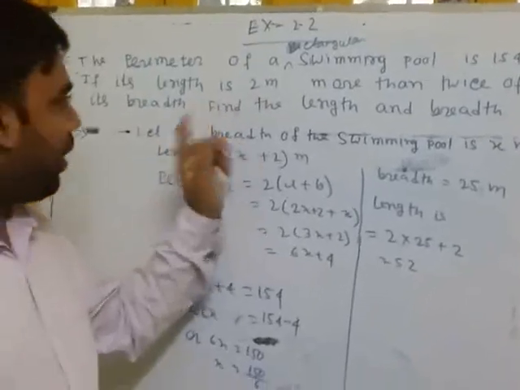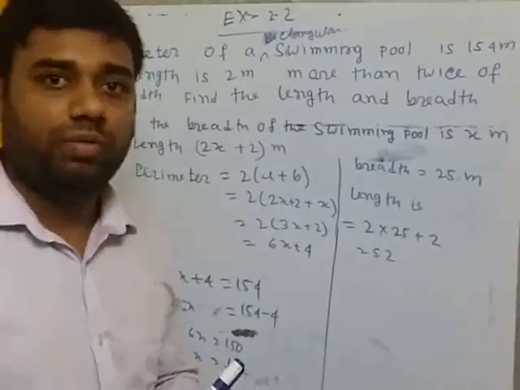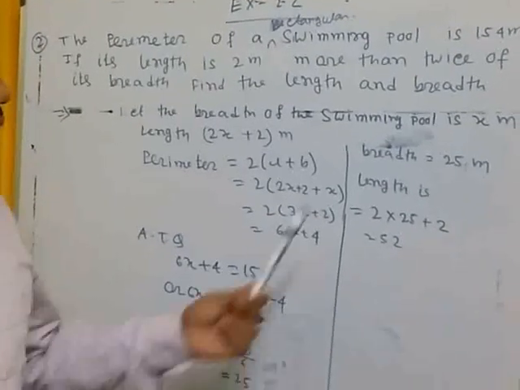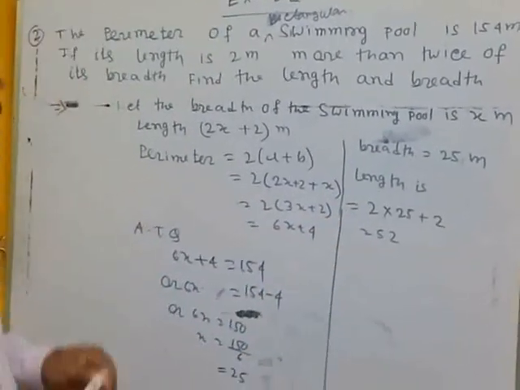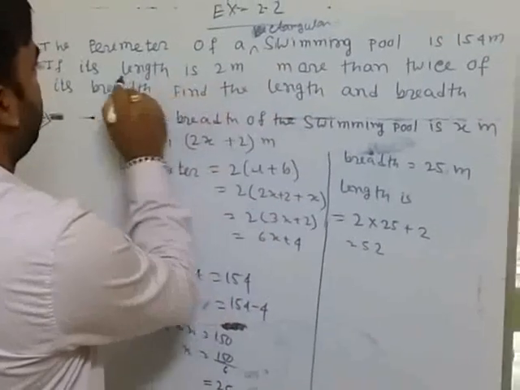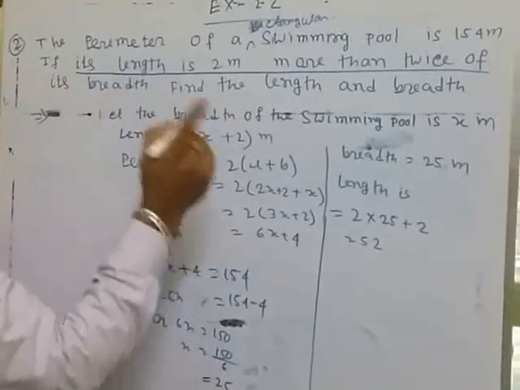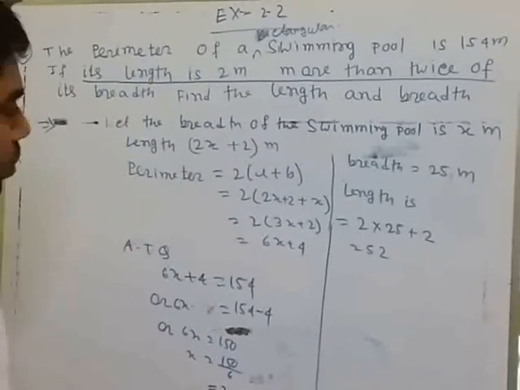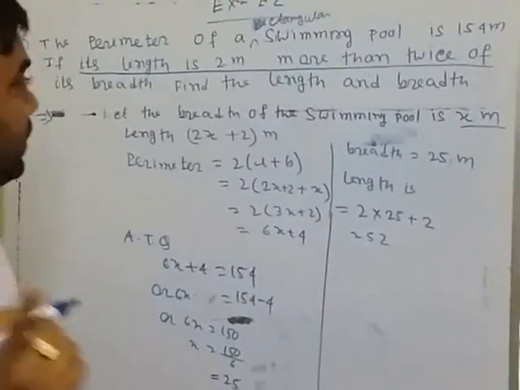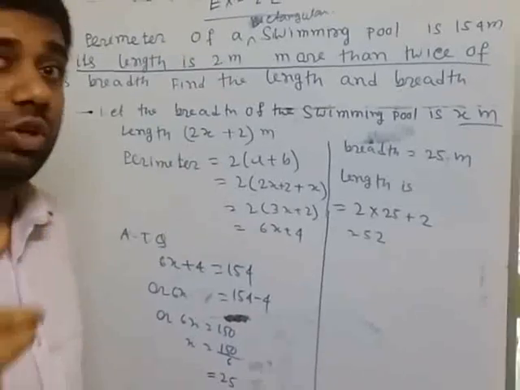The question asks to find the length and the breadth. From the given condition, first we will form the linear equation, then we will solve that equation, and then we get the measure of the breadth and length. I underlined the condition that its length is 2 meter more than twice its breadth. Let the breadth of the swimming pool be x meter. It is given that the length is 2 meter more than twice the breadth.